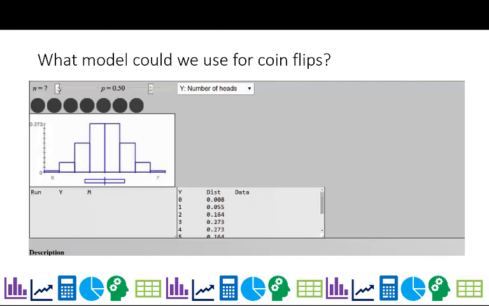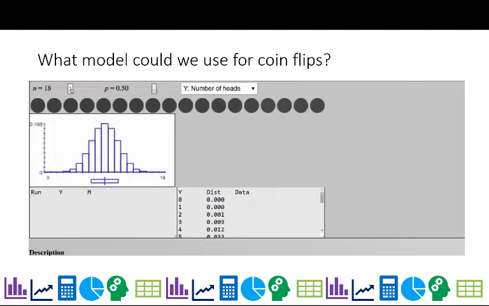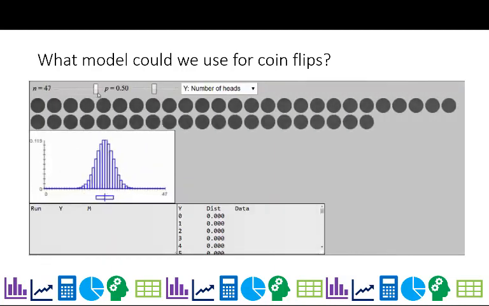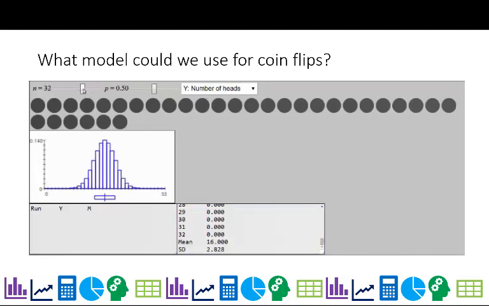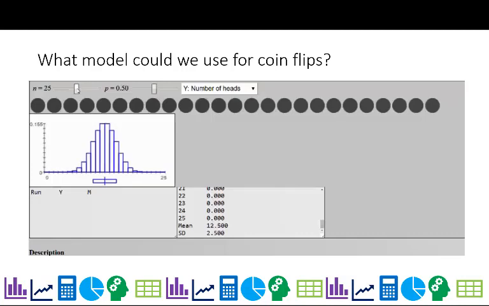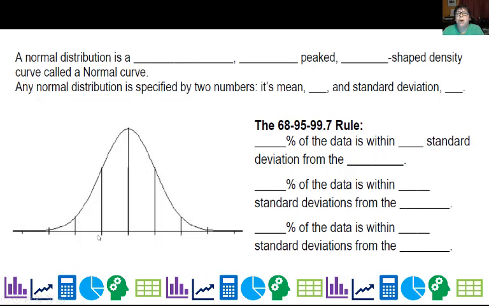In fact, as I keep going up and up and up, what does this look similar to? This looks a lot like the normal distribution. And in fact, when you're doing a binomial distribution, and this is only with 50 flips, it already is looking very much like a normal distribution. Even if I were to bring it down to, say, 25 flips, it would still look very similar to a normal distribution right there. Okay, so a normal distribution is symmetric, single-peaked, and bell-shaped.